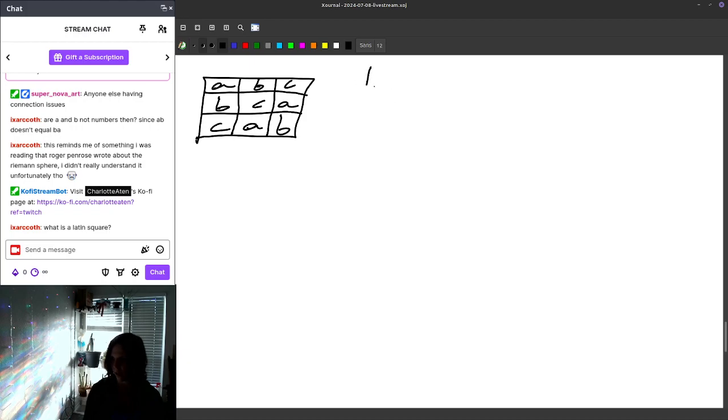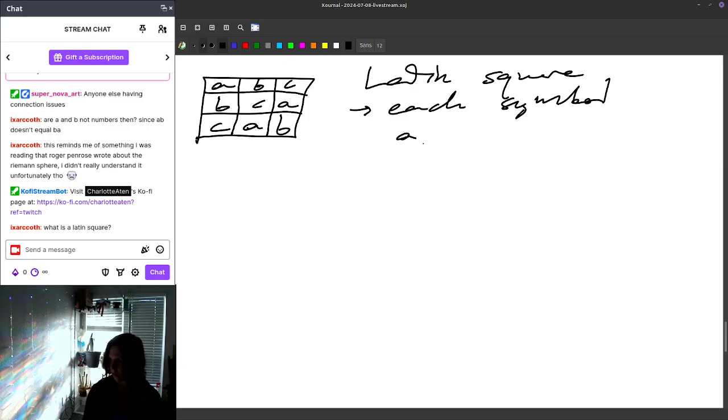So a Latin square is a square where it has to do two things. Each symbol appears exactly once in each row.